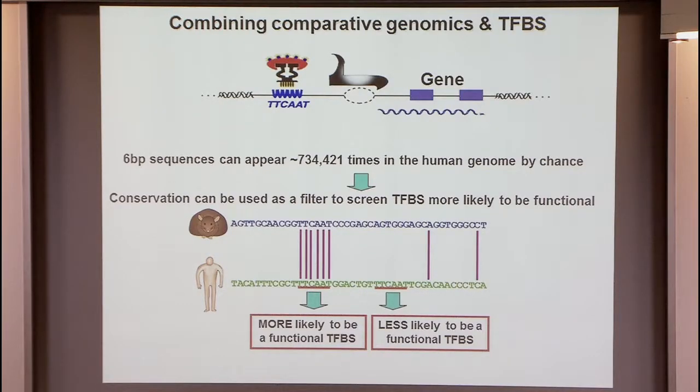So using comparative genomics, in a sense, can allow you to take motifs and think about which ones are more functional and which aren't. And of course, there are many other ways to filter and screen through motifs and so forth. Clear so far?